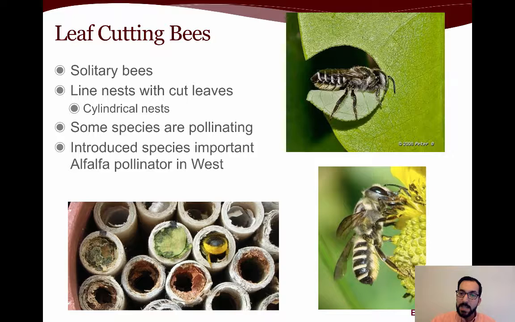We have leaf-cutting bees, aptly named, as you can see here in the top right. This bee is cutting almost a perfect little circle that it's going to use to essentially cap off its little nests. So they make these cylindrical nests that they then plug with these circular little leaf discs. And there's an introduced species that's very important to alfalfa pollination in the West.